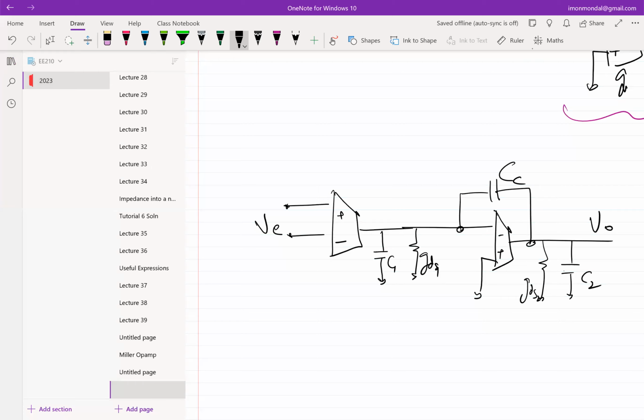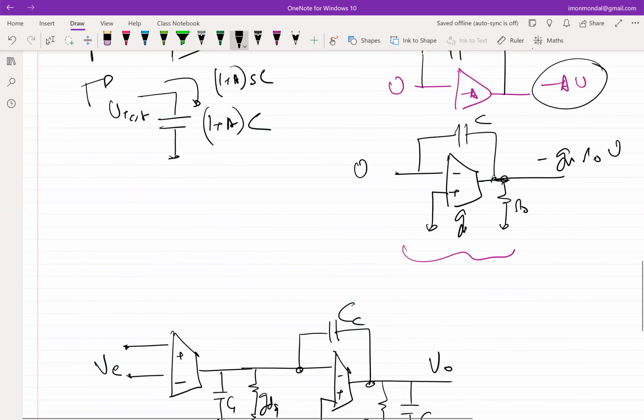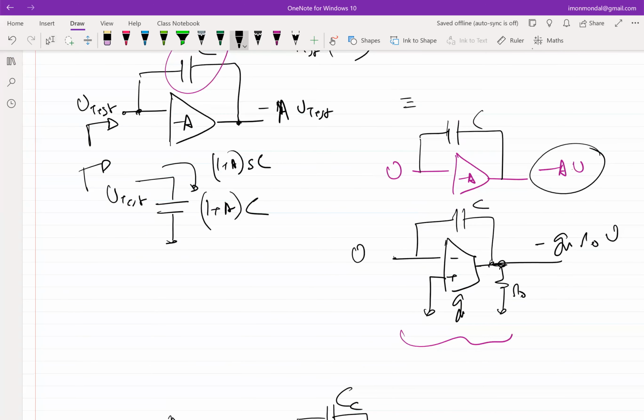By the way, there is a name for this structure. A very famous, very popular name. This is called Miller capacitance, named after its inventor.